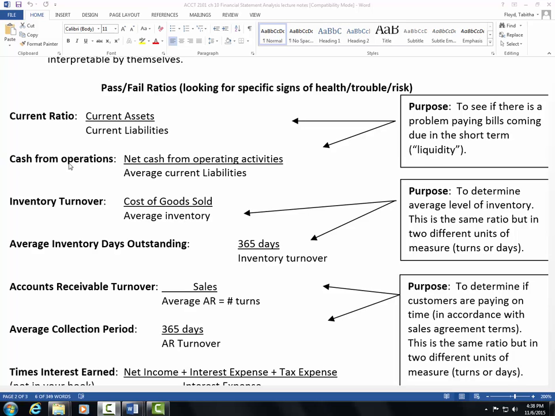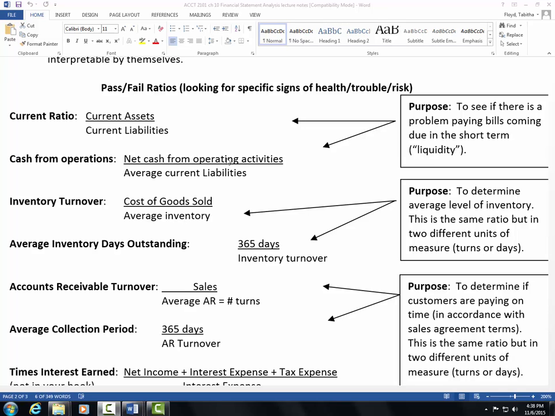A new ratio for this chapter is called cash from operations, and it is also measuring liquidity of the company, but it's looking at just the cash from its operating activities. Net cash from operating activities. That's a number that would come from the cash flow statement. We talked about the cash flow statement early in the semester. The cash flow statement only looks at cash coming in and cash going out, and it breaks down your activities into operating, investing, and financing.